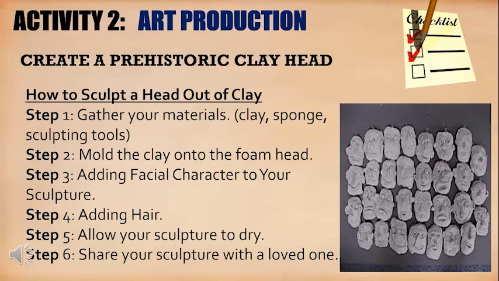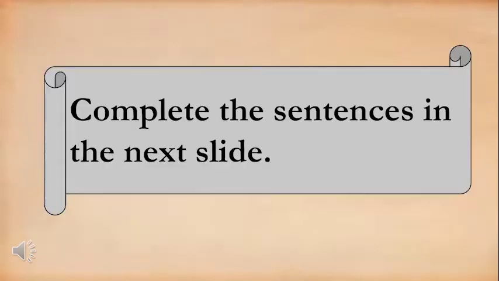Let's begin with our activity number 2. Art production. How to sculpt a head out of clay. Step 1, gather your materials: clay, sponge, sculpting tools. Step 2, mold the clay onto the foam head. Step 3, adding facial character to your sculpture. Step 4, adding hair. Step 5, allow your sculpture to dry. And last, Step 6, share your sculpture with a loved one.